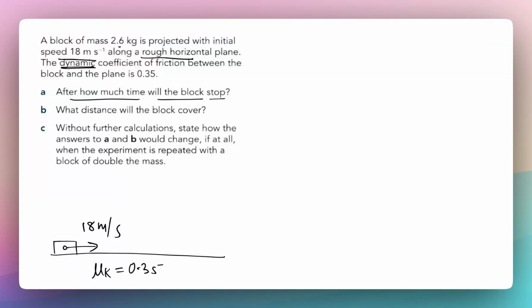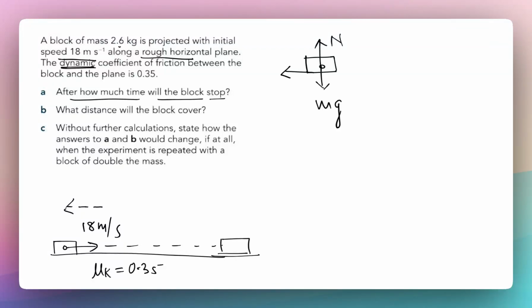So first thing to think about is why will the block stop. When we provide the 18 meter per second velocity towards the right, there has to be some force which is going to provide a deceleration towards the left, so that the velocity will keep on decreasing, and finally, after some time, the block will stop. What is that force? We can identify that force by drawing a free body diagram. So first, this is going to be mg, then the normal reaction. And here, because we have this kinetic friction and the block is moving towards right, the friction force will act in the opposite direction.